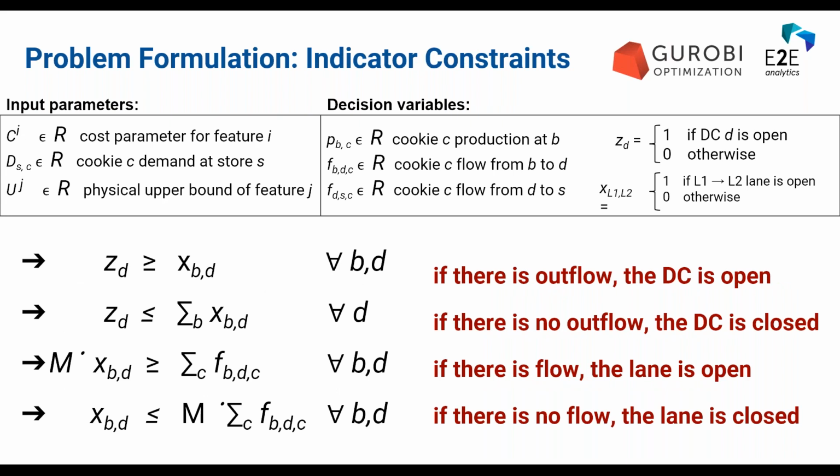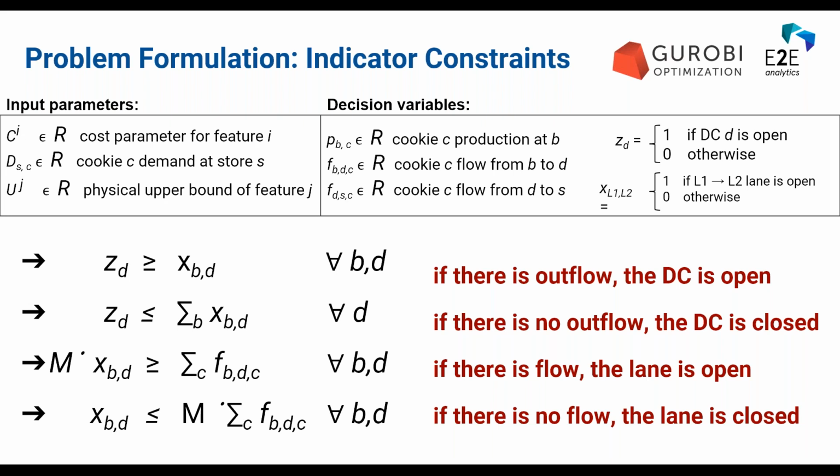All right, and then lastly, these are some indicator constraints that are pretty common in network design and a lot of different integer programs. And they're really just keeping track of the relationships in between the integer variables. So those first two are saying that if there are open lanes into a distribution center, then that distribution center is open. So it's an if and only if.